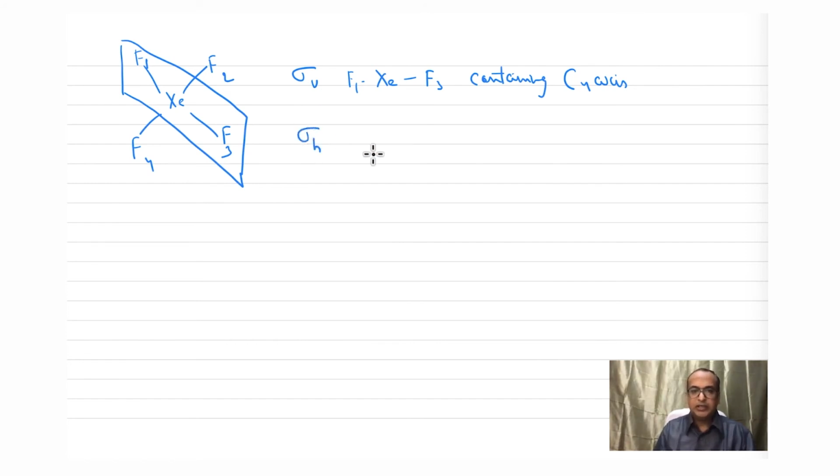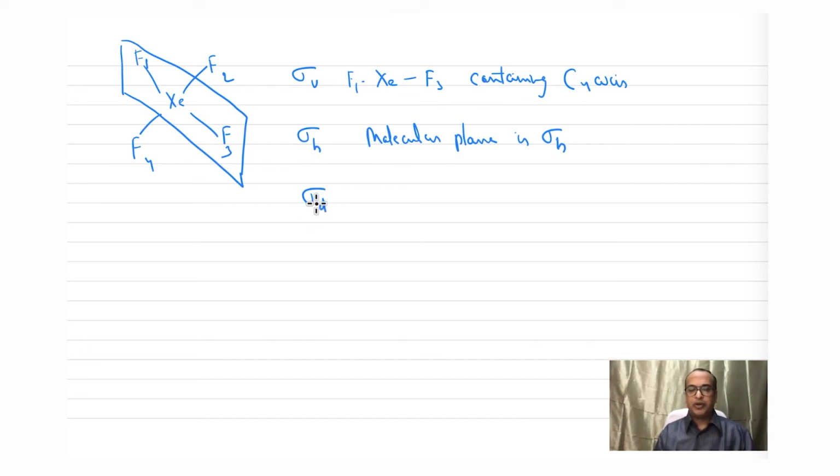Then there is sigma H, because this is a square planar molecule. So the molecular plane is sigma H, right? And by definition, the molecular plane is also perpendicular to the C4 axis, which is the principal axis. So sigma H is the molecular plane. Then we will have sigma D. Now sigma D has to contain the C4 axis and it has to bisect the angle formed by the C2 axes perpendicular to the C4 axis.